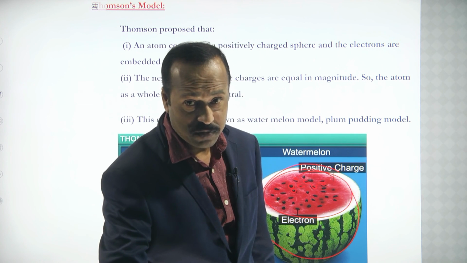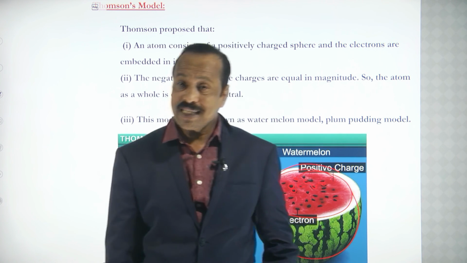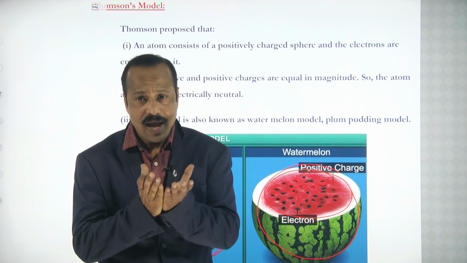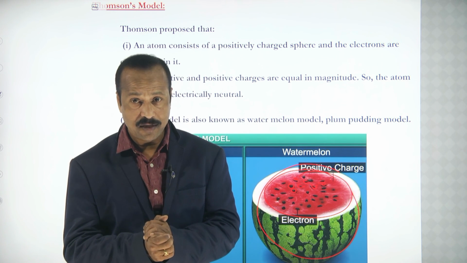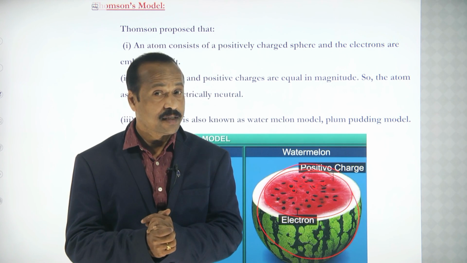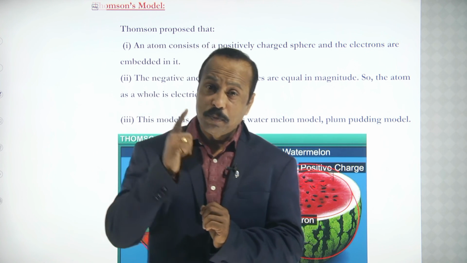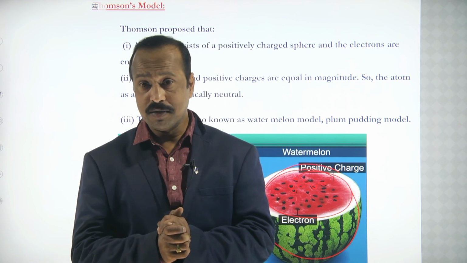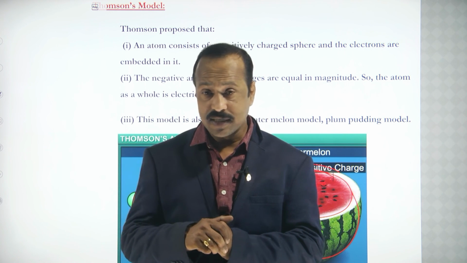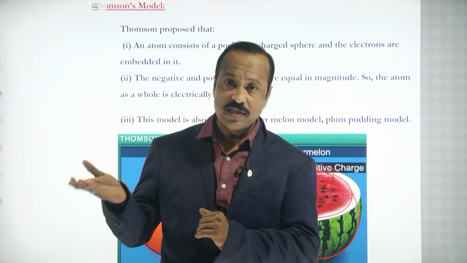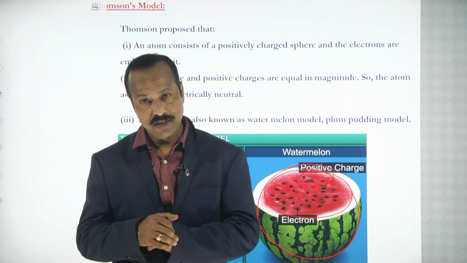So J.J. Thomson was the first person to explain the atomic model. Is this clear? Of course there are drawbacks in Thomson's model, but it proved that atoms are divisible, and it also led to the discovery of protons and neutrons, etc. Is this clear, students?